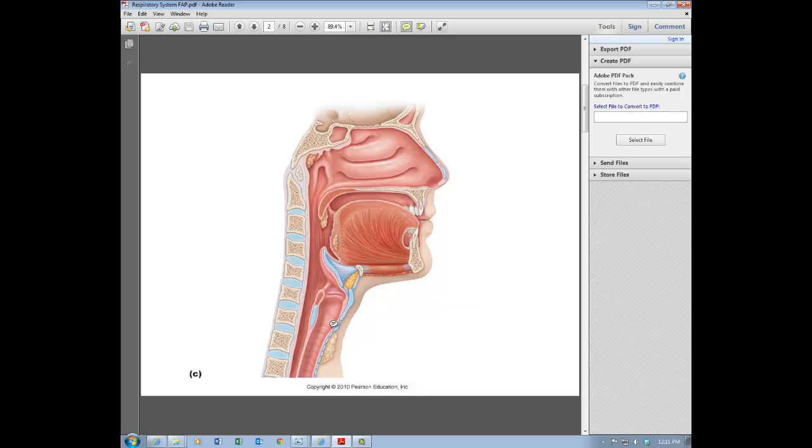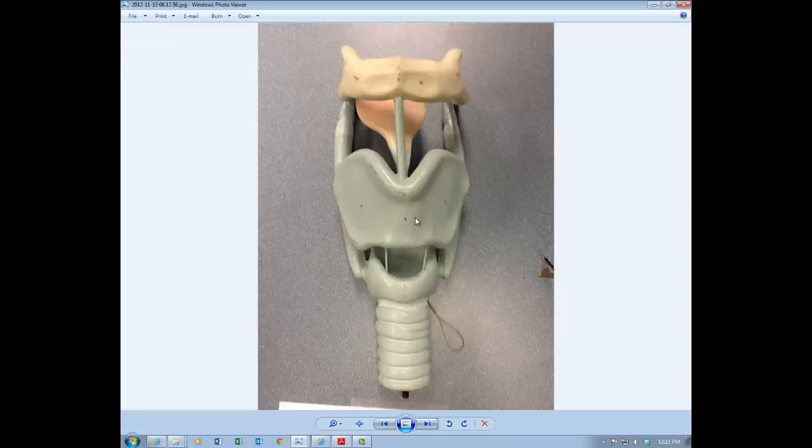There are two springs that stretch across the inside of this opening here. You can't see them because this cartilage here is in the way, but inside there are two gray metal springs, and that represents the vocal cords in this model.